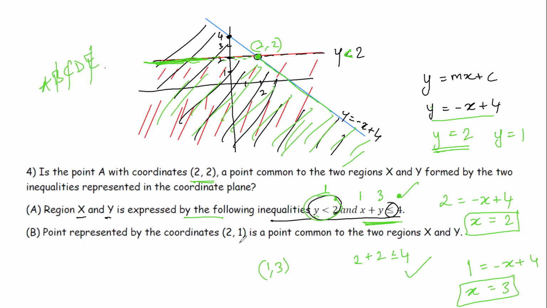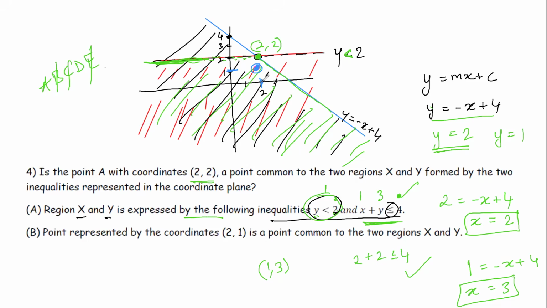Now the point represented by the coordinates 2, 1 is the point common to the two regions X and Y. So that could be true. As you can see, this is the point in pink I'm forming. This is the point in, let's take another color, blue. This is the point I'm getting, 2 comma 1.